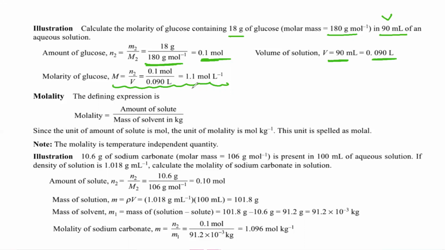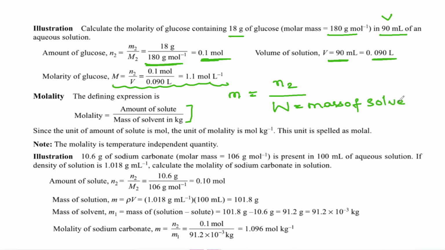Now next, expressing the concentration of a solution: molality. Molality is equal to the amount of solute by mass of solvent in kg, which we can write as N2 by W. Molality is always represented by the letter small m. Small m is molal, 1 molal. So small m is equal to N2 by mass of solvent in kg, that is capital W. Capital W is called the mass of solvent in kg.